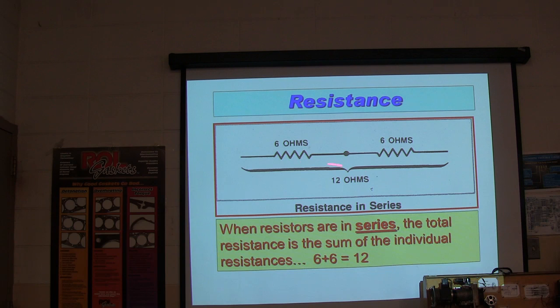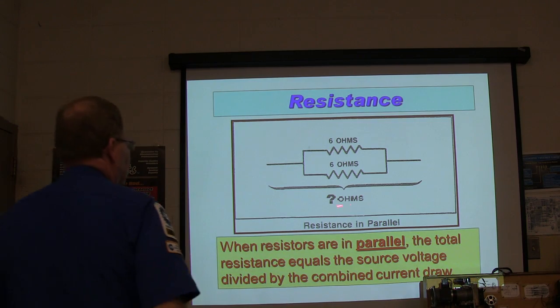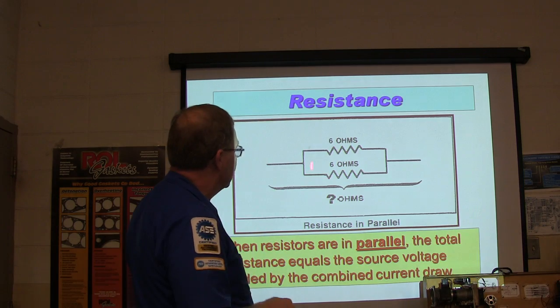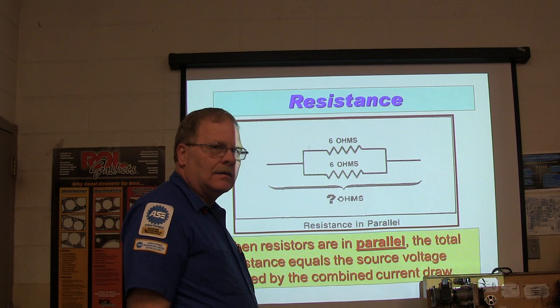All right, so resistance, 6 ohms and 6 ohms, that's 12 ohms, right? But what about this? How many ohms is this going to have? This is important, so pay attention. Don't go to sleep on me. 6 ohms and 6 ohms equal how many ohms?